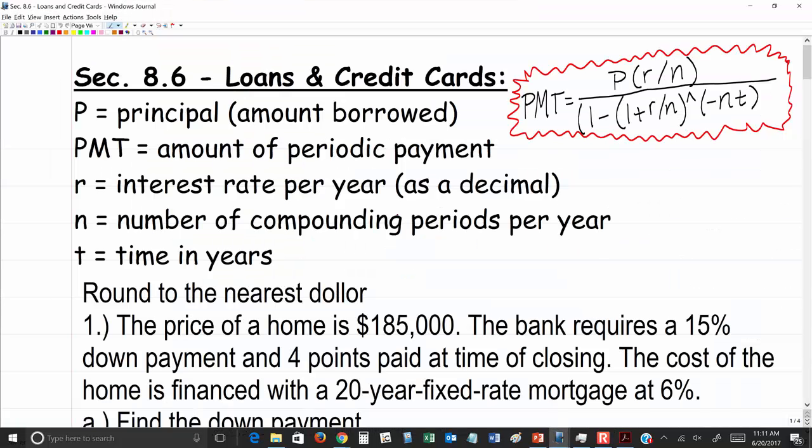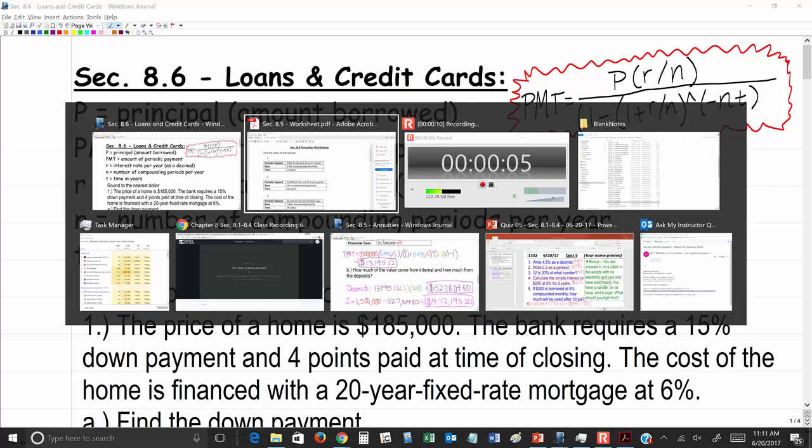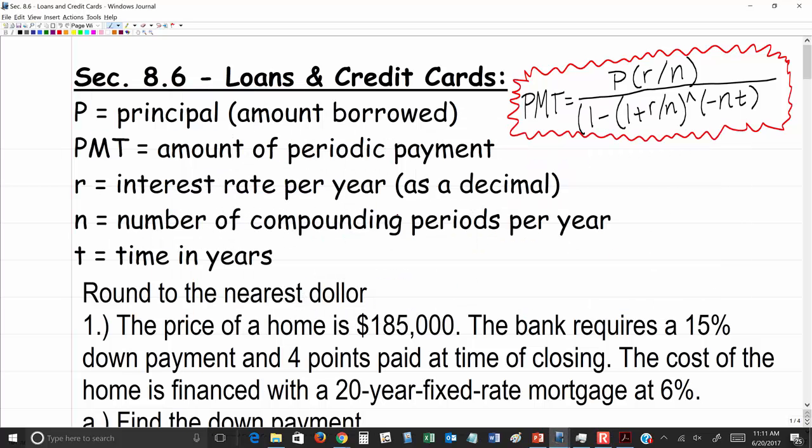Okay. So we're going over to 8.6, which also encompasses 8.7 and 8.8. And it's all about basically paying off debts, essentially. Loans, credit cards, all that stuff.